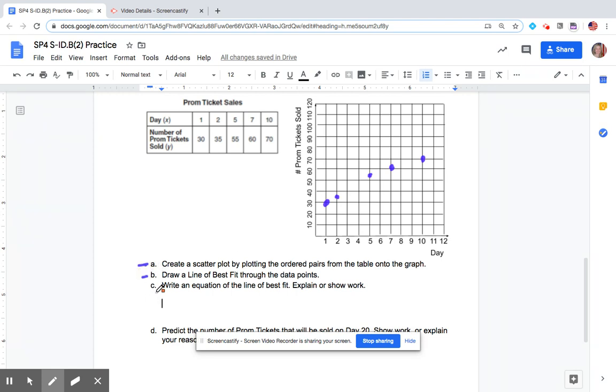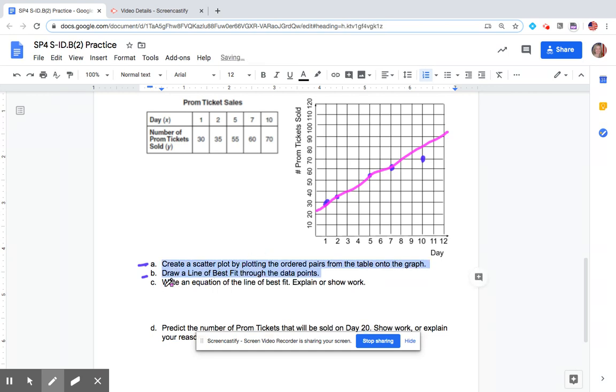Part B says to draw a line of best fit through the data points. Remember, for a line of best fit, we want a straight line, and it's not necessarily about connecting the first dot and the last dot. It's more about going through the data points in the general trend so that there are about the same number of points above and below. Maybe that's a little bit high, but I'll go with it.